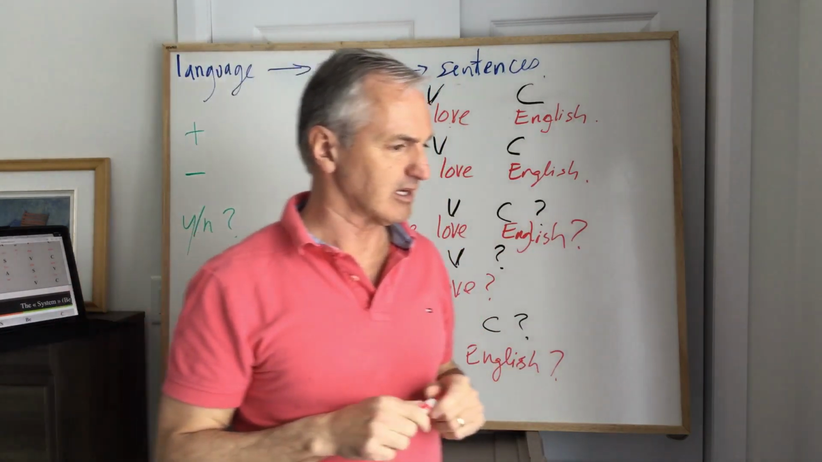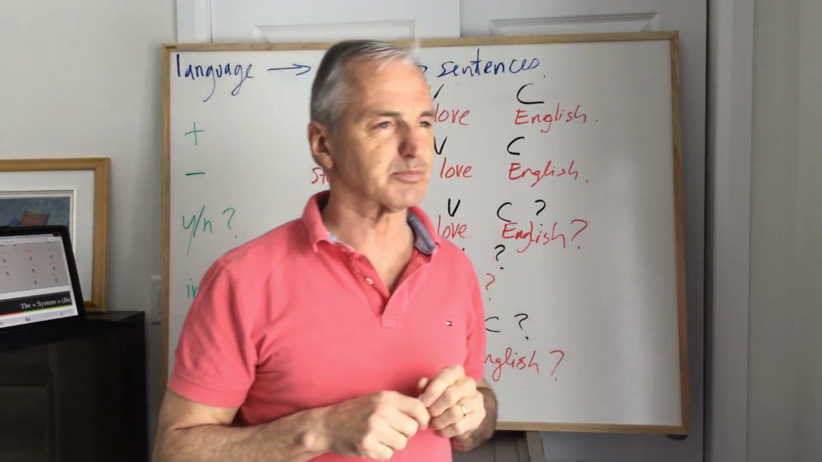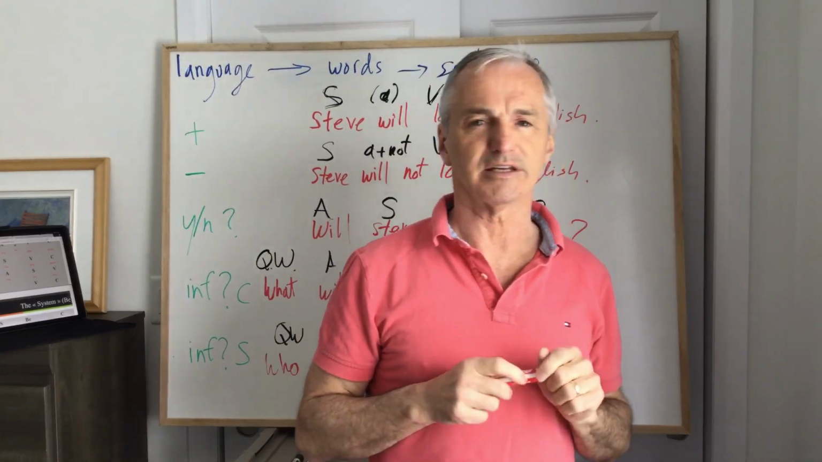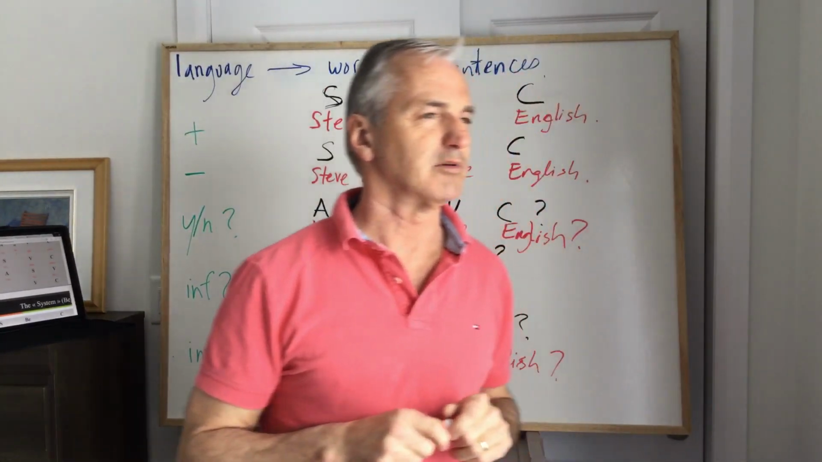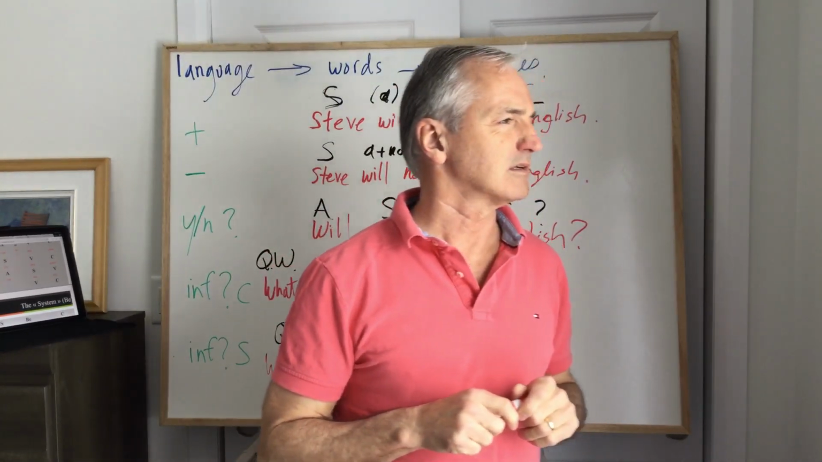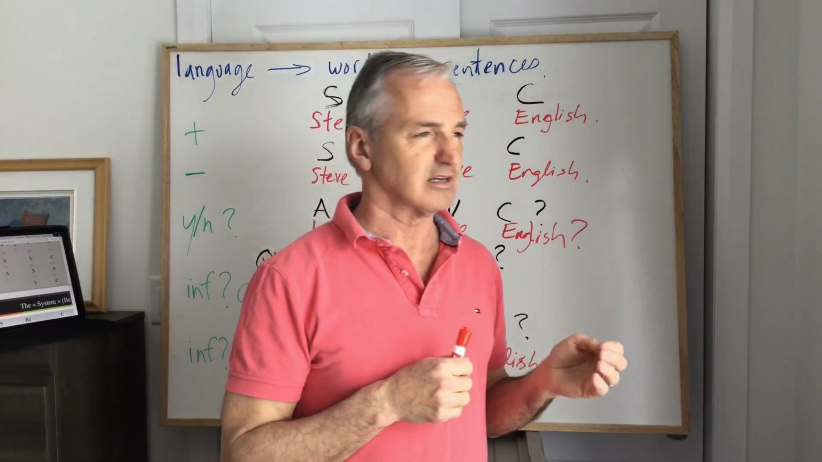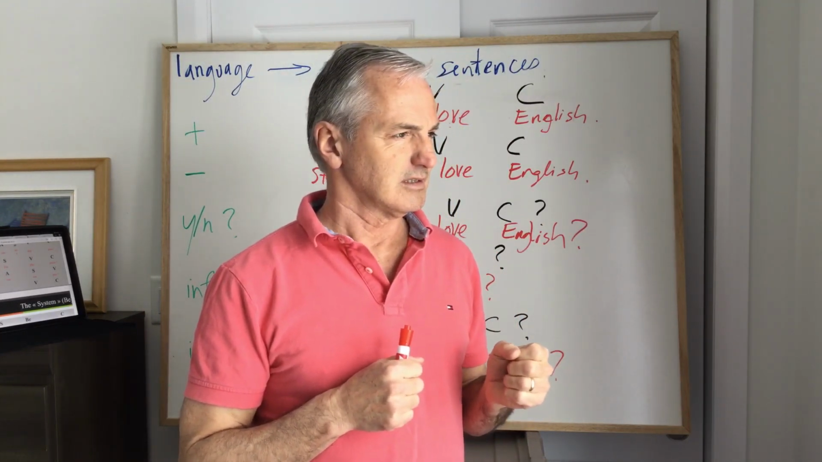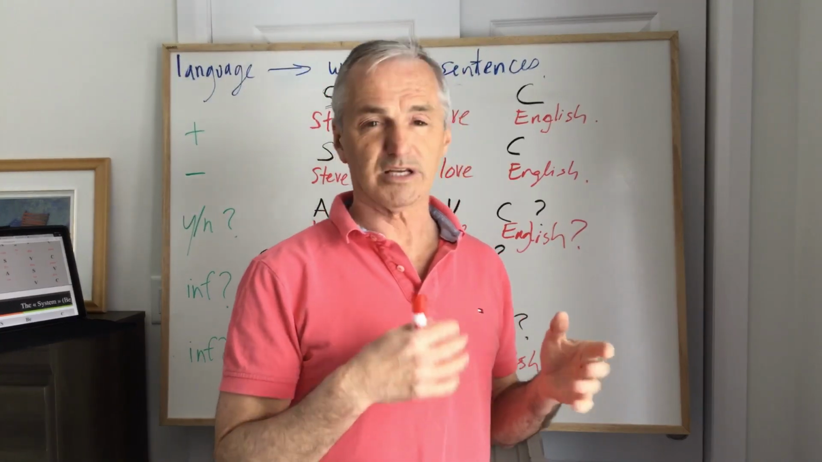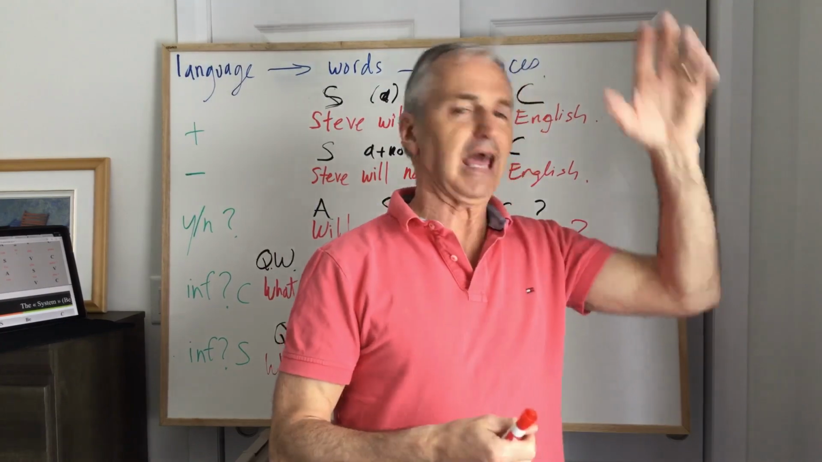You could put it in a continuous form. Think of McDonald's. Now, you're not supposed to use love in a present continuous, but hey, I'm a rebel. I'm loving it. You've heard of it, right? So Steve is loving it. Steve is not loving it. Is Steve loving it? What is Steve loving? Who is loving it? Etc.